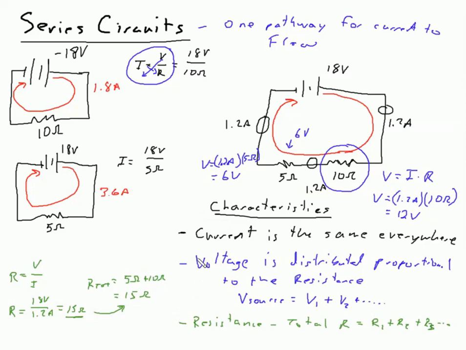So for a series circuit, we know the current is the same everywhere in the circuit. We know the voltage is distributed proportional to the resistance, so we simply add up all the voltages to get our total. And for resistance, same idea, we add up all the resistors and it gives the total resistance of the circuit. So that's the basic behaviors of a series circuit.